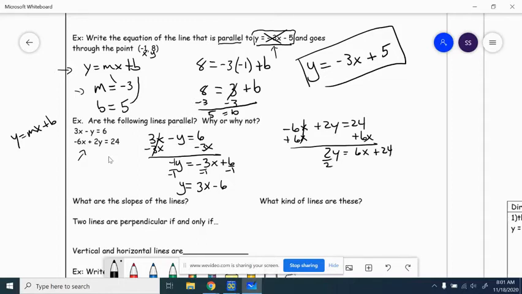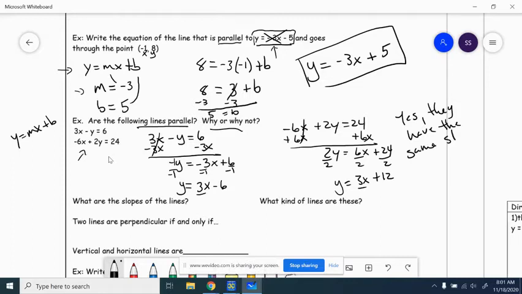And now I divide by 2, divide by 2, divide by 2, and I'm left with y is equal to 3x plus 12. Okay, and so now we've got them in slope-intercept form. Are the following lines parallel? Why or why not? Well, yes, they are, because their m's, or their slopes, are the same. So we're going to say yes, they have the same slope.